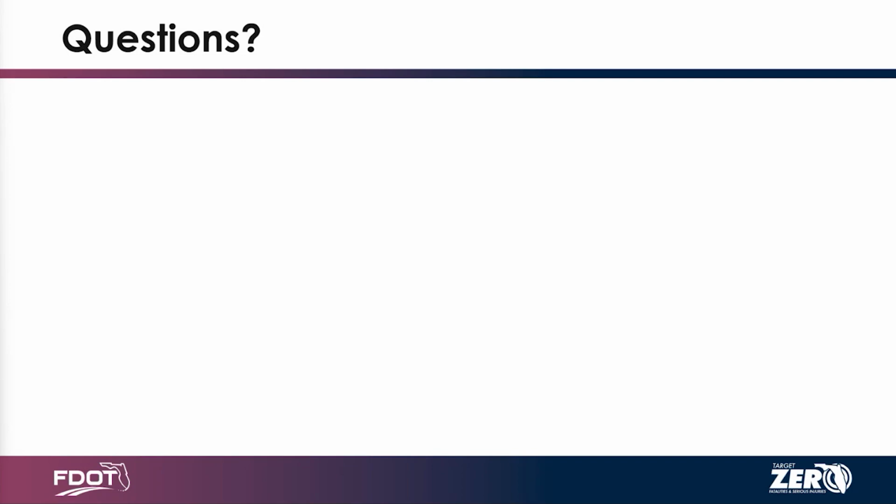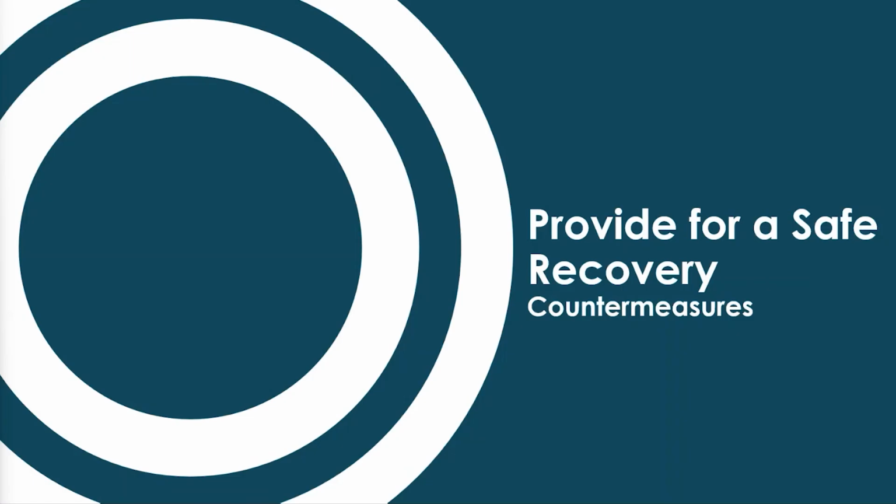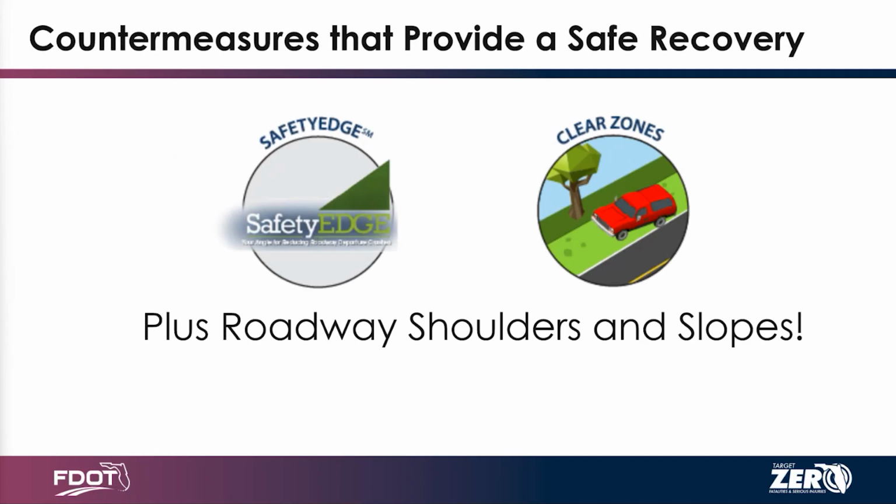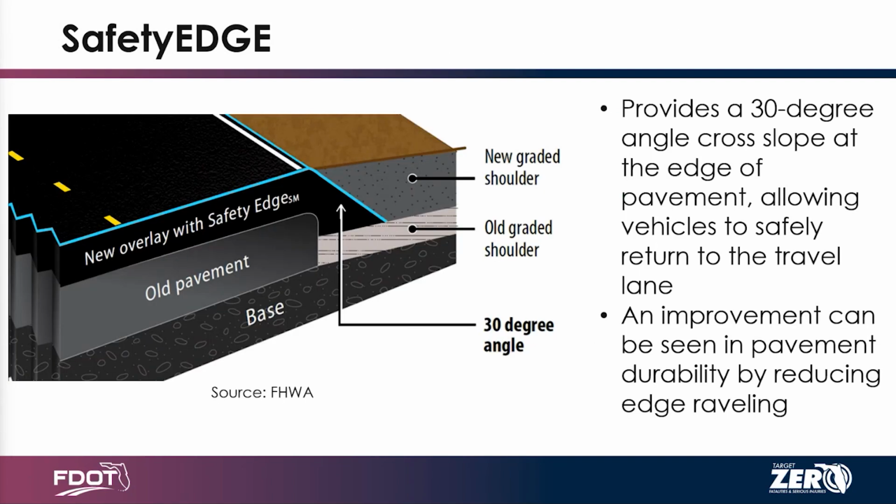So let's move forward into providing for a safe recovery and those countermeasures. We're going to talk about roadway shoulders and slopes, safety edge, and clear zones. There is plenty of guidance out there for all of these countermeasures. They're also part of the Federal Highway Administration's proven safety countermeasures. So, starting off with safety edge.